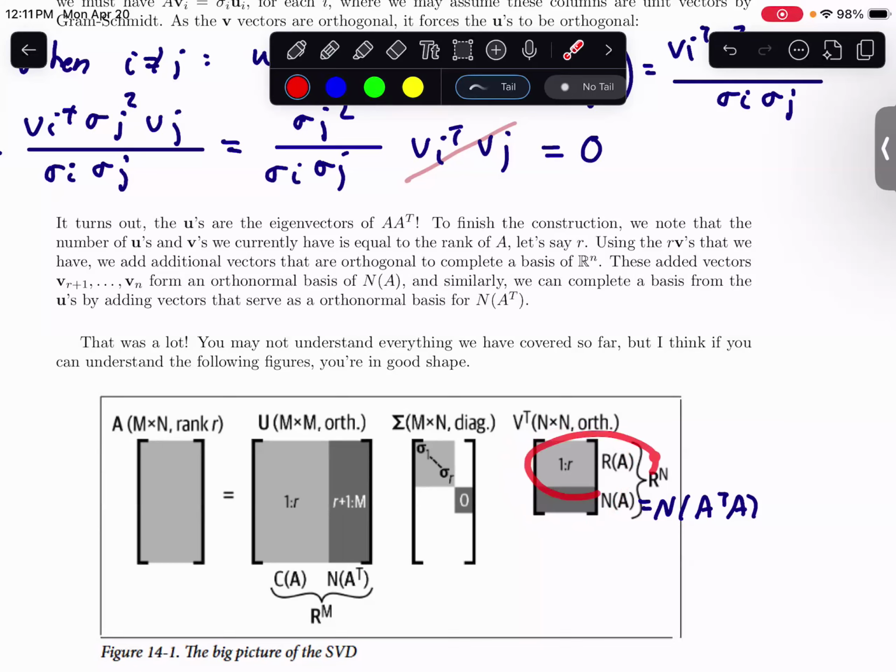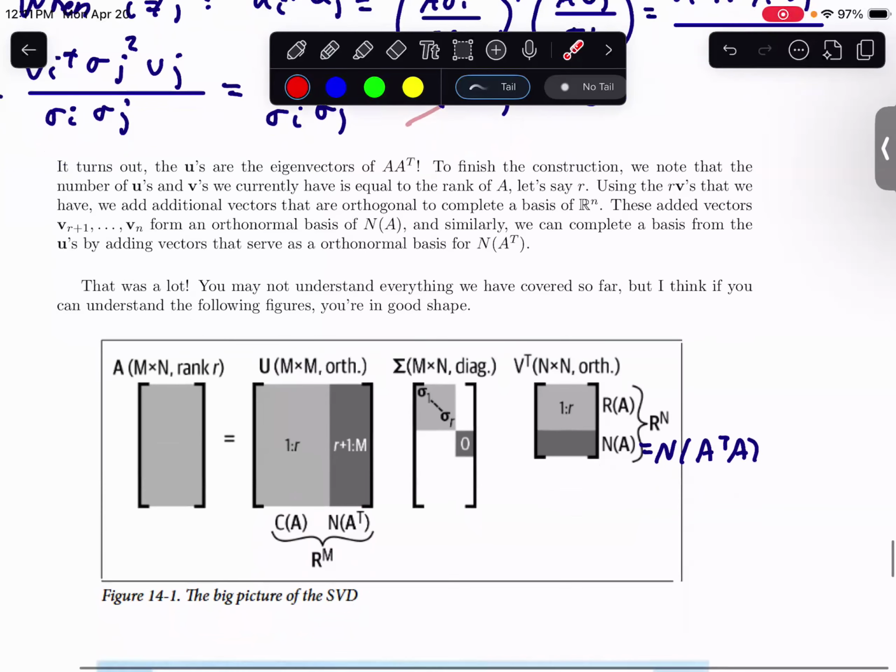So V transpose, again, is just the row space of A and the null space of A, due to the fact that these two things are equal to one another. So these added vectors, V of R plus 1 to V of n, from the null space of A form an orthonormal basis of the null space. And then you can do the same thing with U. From another perspective, you can think in terms of A times A transpose. These vectors will give you a basis of the column space that ends up being equal to the column space of A. And then you can fill out a basis of M vectors by adjoining the basis of the left null space, because we know these spaces are going to be orthogonal to one another.